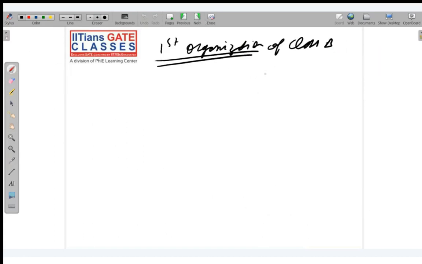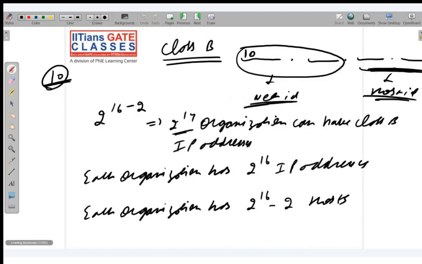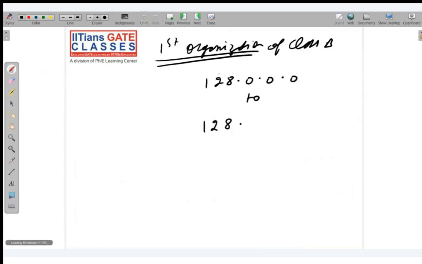So first organization of class B, how will it look like? 128.0.0.0, till what point will we go? See, these last two octets are the host ID, so we will revolve only the last two. We will fix this, 255.255. Why are we not changing this? Because if it was class A, then we would have to change three octets. In class B, you have to change only two octets. Any doubt here?